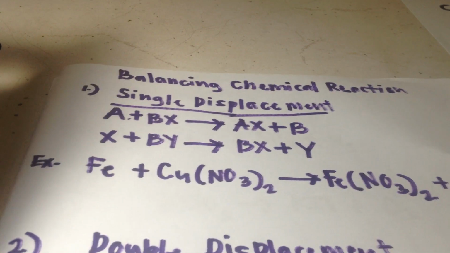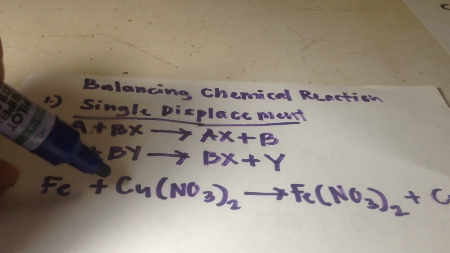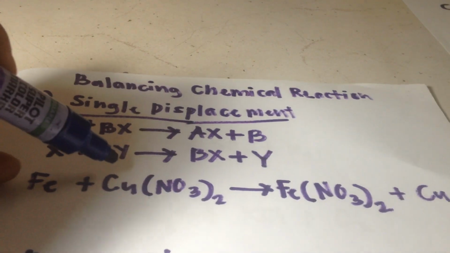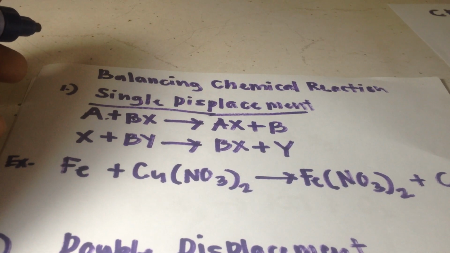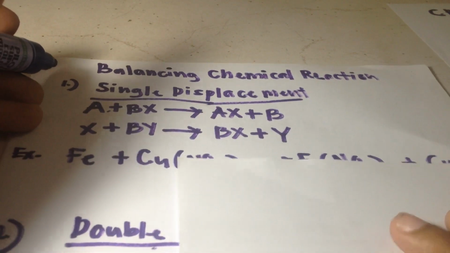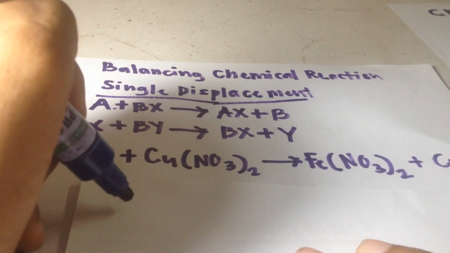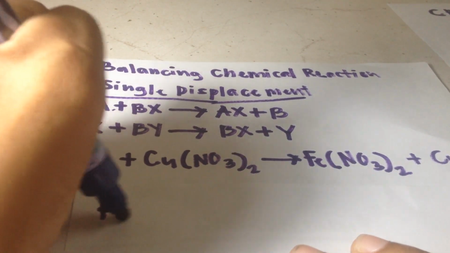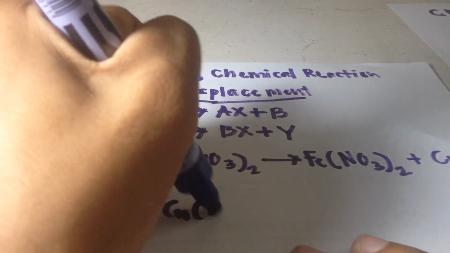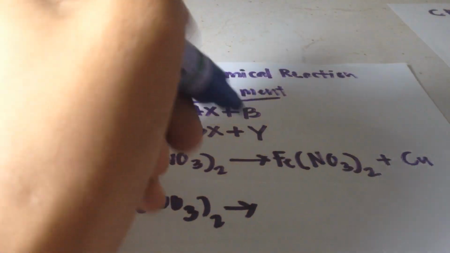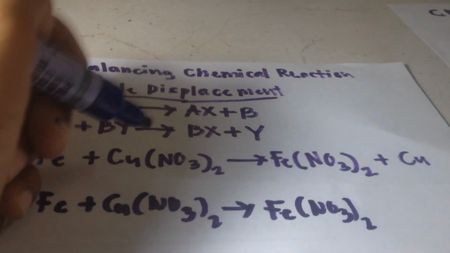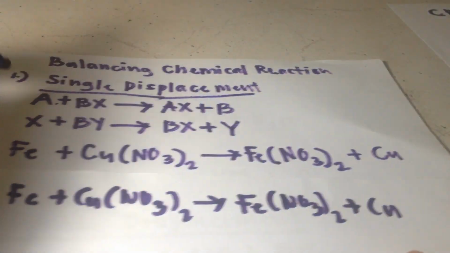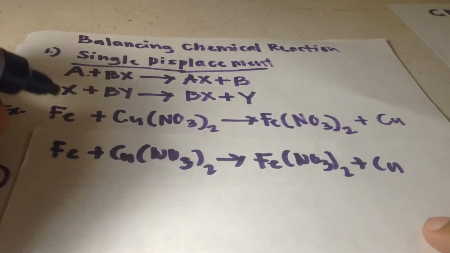Here's an example. Iron plus copper(II) nitrate reacts to iron(II) nitrate plus copper. We need to balance that. So, iron plus copper(II) nitrate reacts to iron(II) nitrate plus copper.